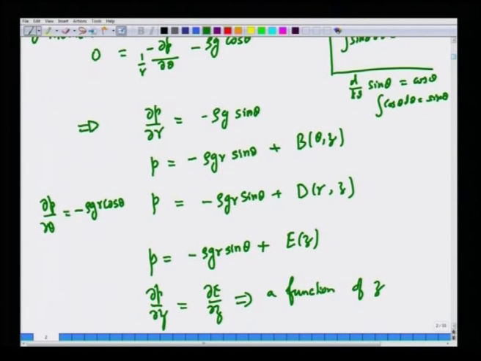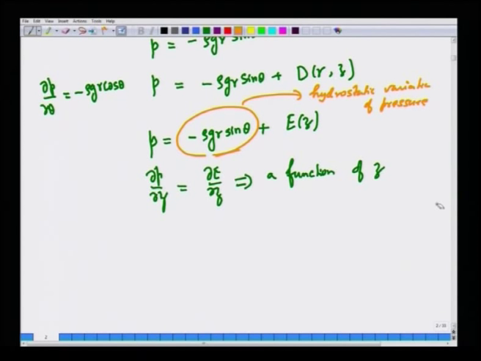This is merely the hydrostatic variation of pressure in the y direction. That's because in cylindrical coordinate system, if I have r and theta, y is nothing but r sin theta.